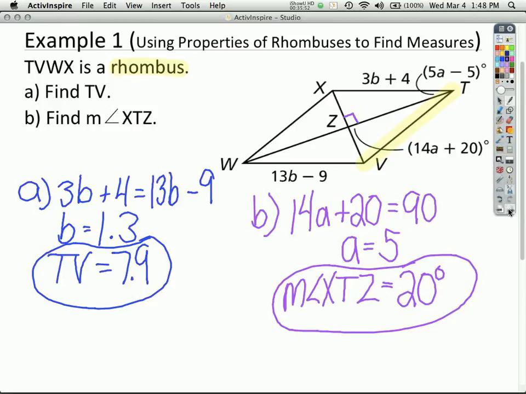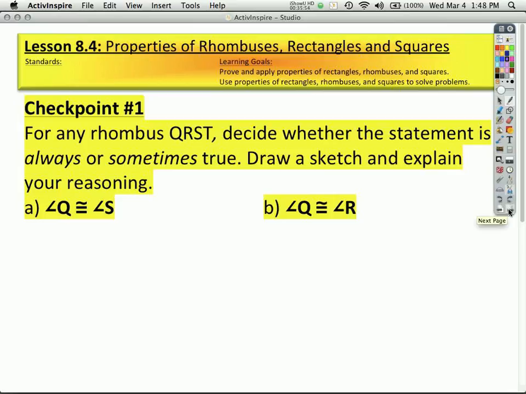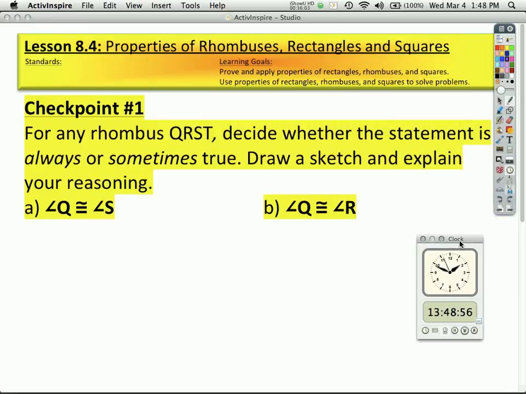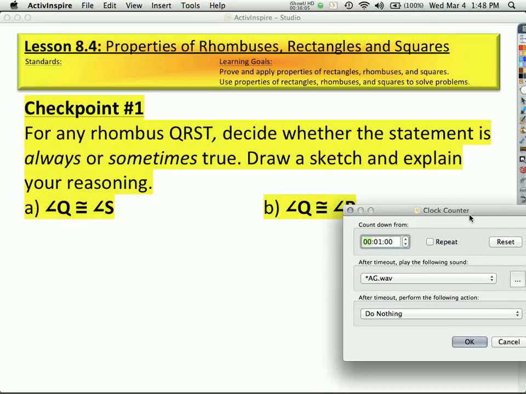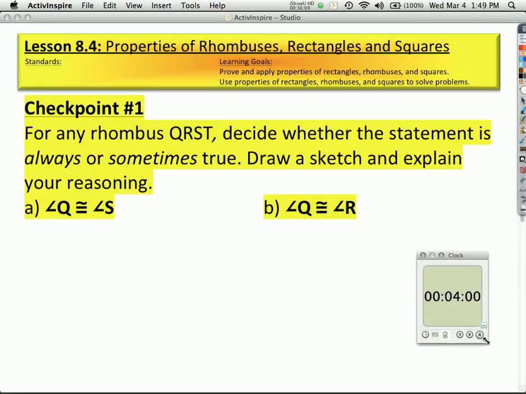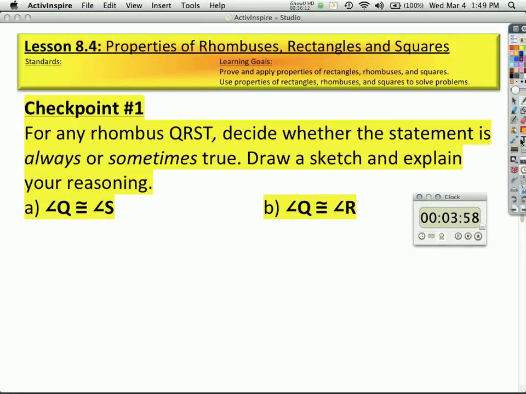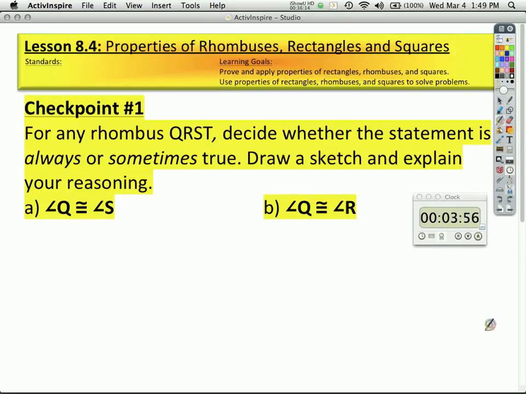So checkpoint number 1. Read carefully, answer the question, make sure you follow instructions, and completely answer the question, okay? So you got 2 questions. They are different. You got 4 minutes on the clock. If you finish before the time is up, then compare your answers with your teammates.